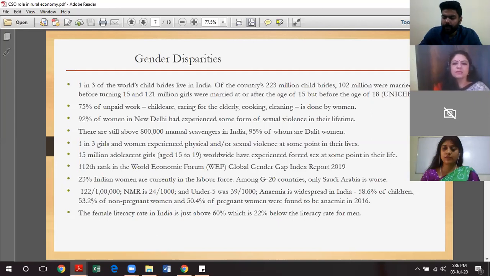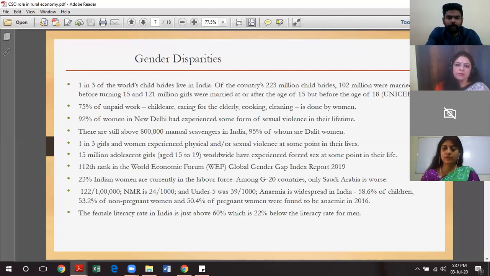Then 92% of the women in Delhi have experienced some kind of sexual violence, or 50 million adolescents the world over are forced into sex at any point of time. This is again a UNICEF report. 1 in 3 girls or women have experienced physical or sexual violence at any point in their lives. UN Women report.